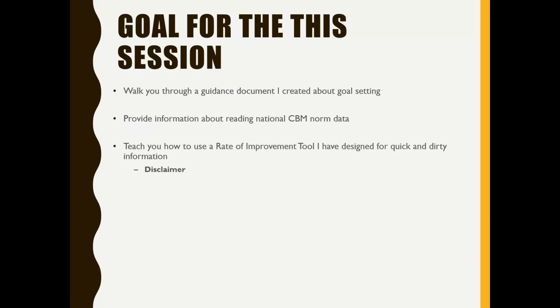Last, I'm going to teach you how to use a rate of improvement tool that I designed for kind of quick and dirty data analysis on rate of improvement, and then even kind of looking at, do you have a sound goal? Now, a disclaimer about this tool. I designed this for use for people in the state. I do not claim that it has any kind of perfection to it. It is not necessarily something that you may want to use, but it is something that I designed so that people would have a way to kind of look at a linear trajectory or rate of improvement.